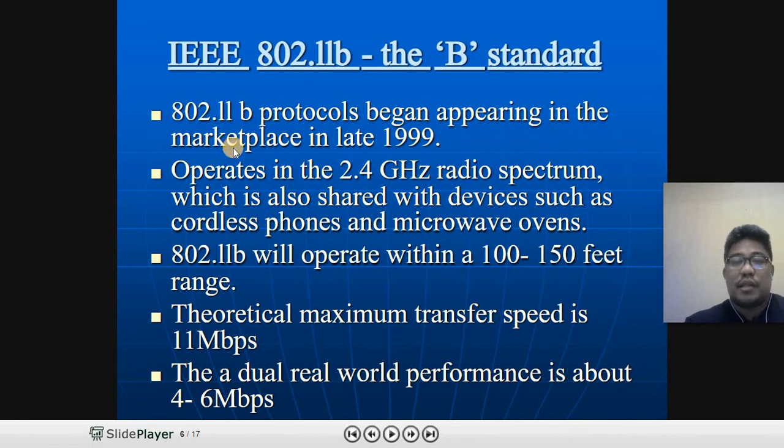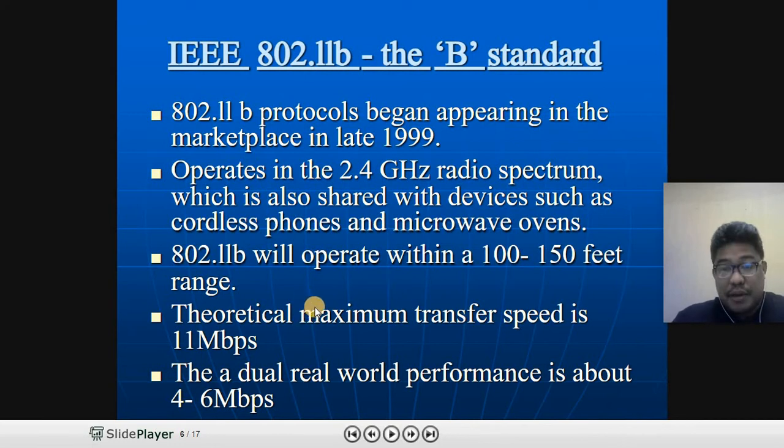802.11b protocols began appearing in the marketplace in the late 1999. So 1999 pa tong B standard na to, which is used until today, mostly in our country. Operates in the 2.4 GHz radio spectrum, which is also shared with devices such as cordless phones and microwave ovens. So sila kasi kadalasan ay 2.4. 802.11b will operate within a 100 to 150 feet range. So yun yung kanyang distance from the router.